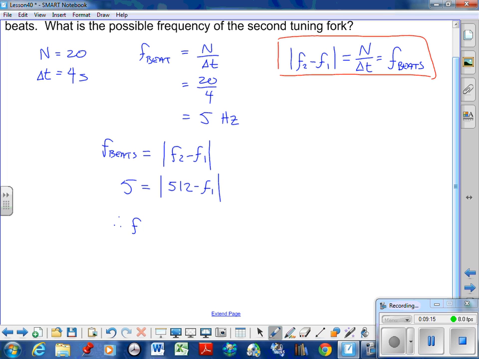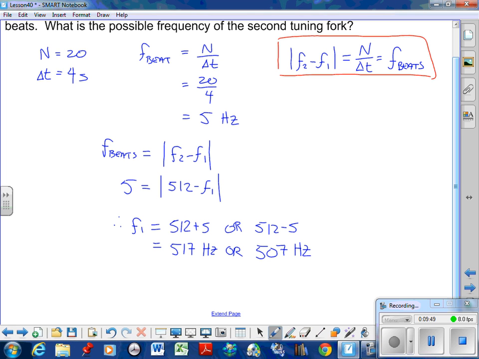So therefore, F1 would equal 512 plus 5, or 512 minus 5. That's probably the simpler way to do it. 517 hertz, or taking that away, 507 hertz. So there's two possible answers here, so you don't actually know what the other tuning fork is, but you know it's going to be either 517 or 507. So you have kind of a range to work with here. All right.